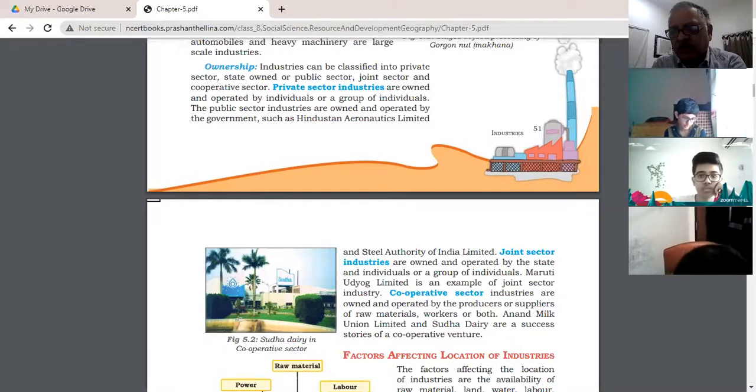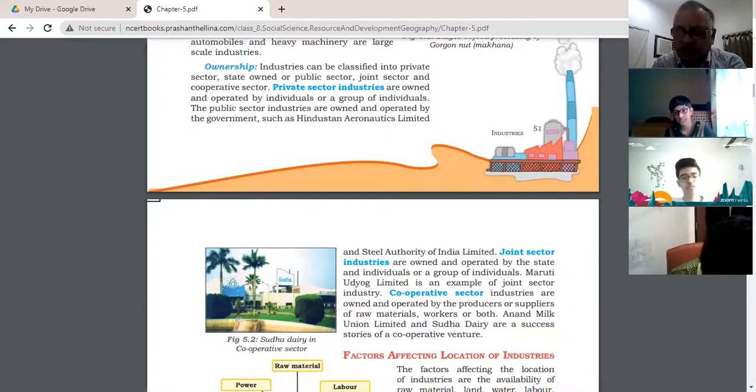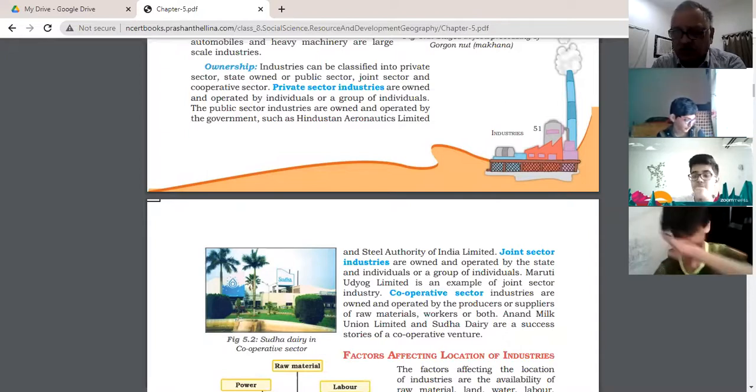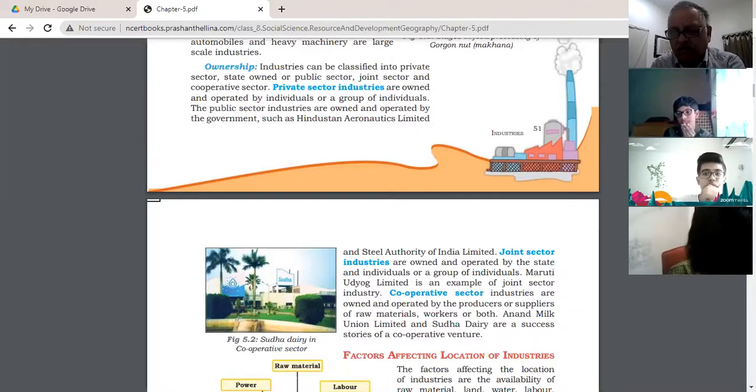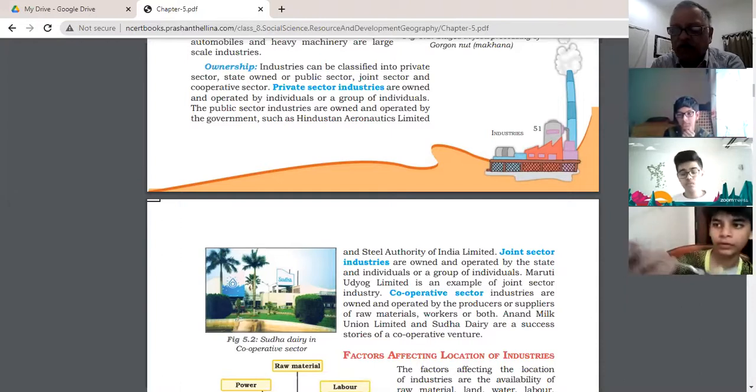In private sector, it is your decision how to produce, what to produce, and for whom to produce. It is your prerogative because you are the owner of that. You have spent the money on establishing the industry. In the public sector, the government is establishing to provide employment, not to earn more profit. The basis of establishing industries by the government is to provide employment, and profit is not the base.